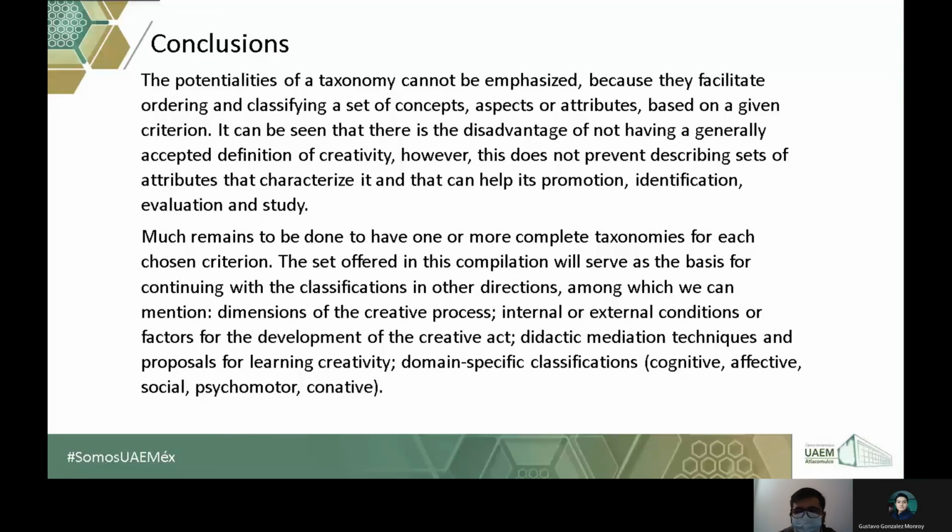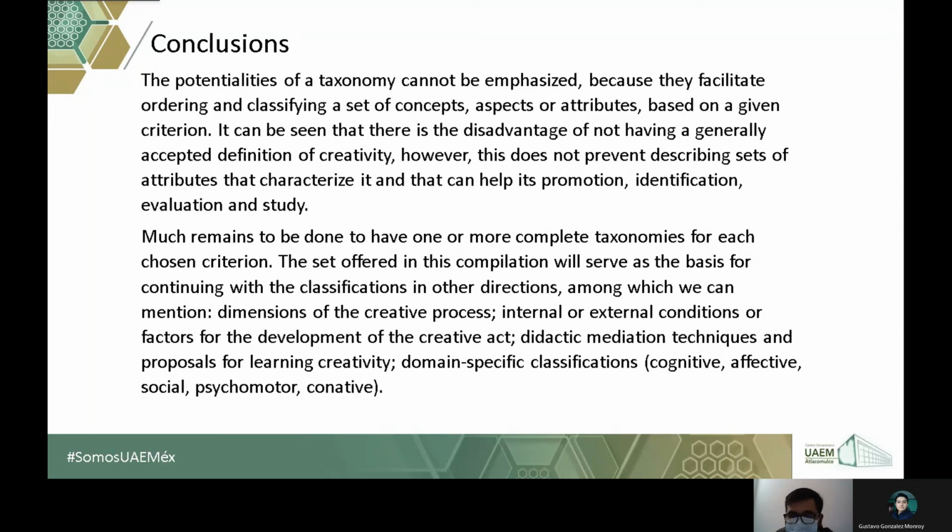In conclusion, the potential of taxonomy cannot be underestimated because of the value of ordering and classifying a set of concepts, aspects or attributes based on creation. It indicates that in the situation of not having a generally accepted definition of creativity, however, this does not prevent describing sets of attributes and characteristics that can help its promotion, identification, evaluation, and study. Much remains to be done to have a more complete taxonomy for each chosen creation.